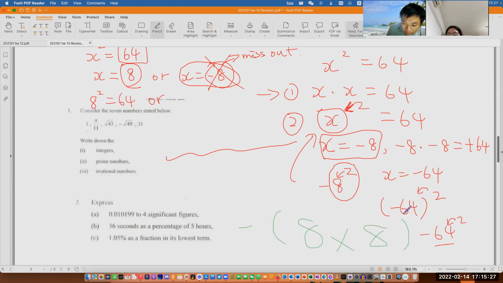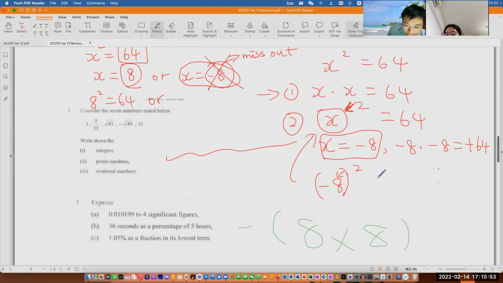So next time, if you have a negative number for x, you better put a bracket there. Because without a bracket, you are not squaring the negative 8. You are squaring the 8, which is not what the question wants. You want to square the negative 8. That's why you need to put a bracket. Once you put a bracket, you key this into your calculator, you should be able to get your 64. That's why negative 8 and 8 are both answers.